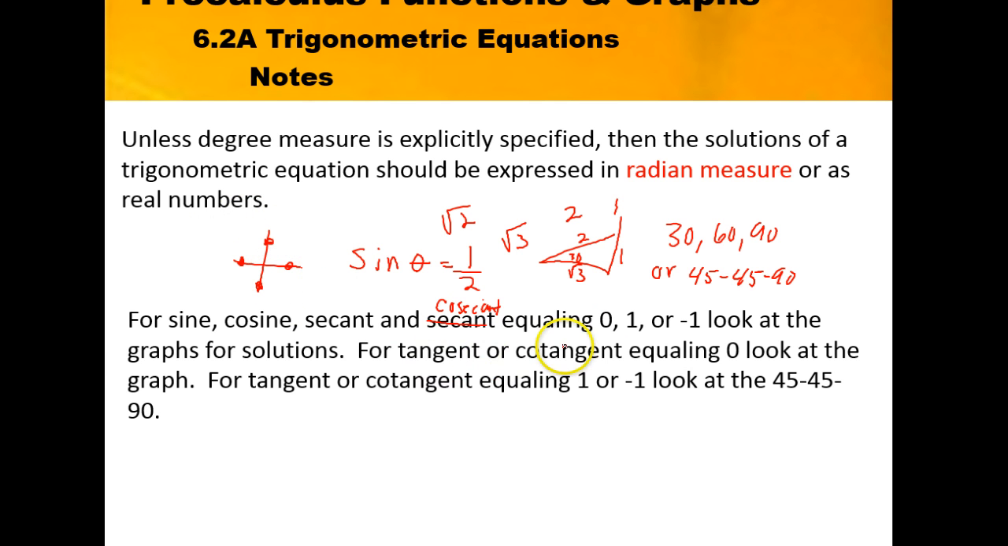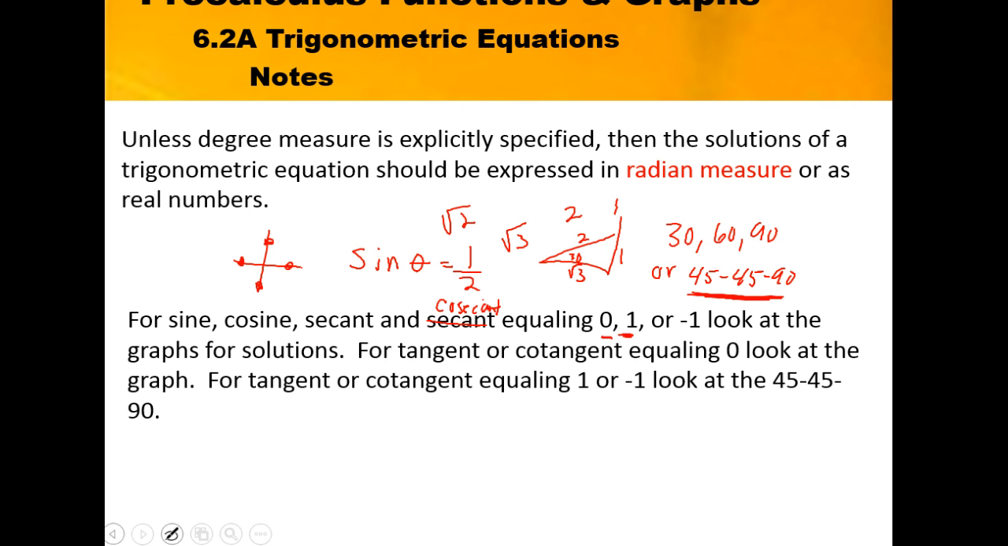But I do want to be careful. Tangent doesn't equal 1 on the axes. So sine and cosine equal 1 on the axes and 0 on the axes. But tangent equals 1 in a 45, 45, 90, not on an axis. So you're going to look at a 45, 45, 90 triangle for that. And so for tangent equaling 0, you're going to look at the graph, but for tangent or cotangent equaling 1 or -1, you're going to look at the 45, 45, 90. So I just want to make that clear.